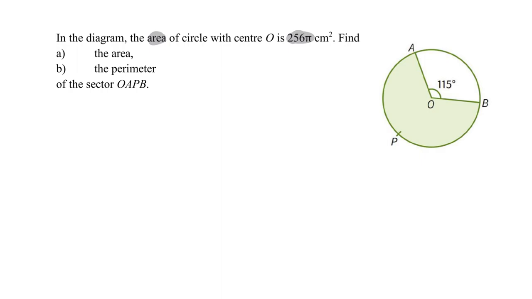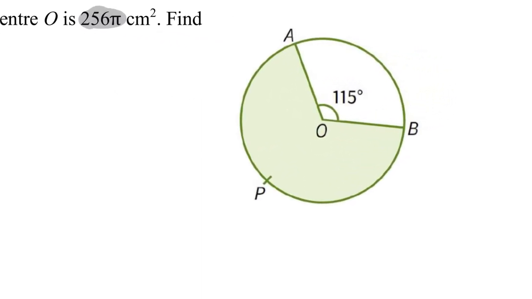The green color sector here. Since we are talking about the green color sector, it is important for us to look at this angle, the reflex angle OAB, because I will need that to find the area of this green color sector OAPB later on. Using this angle, divide by 360 degrees, multiplied by the area of a circle, which is given.